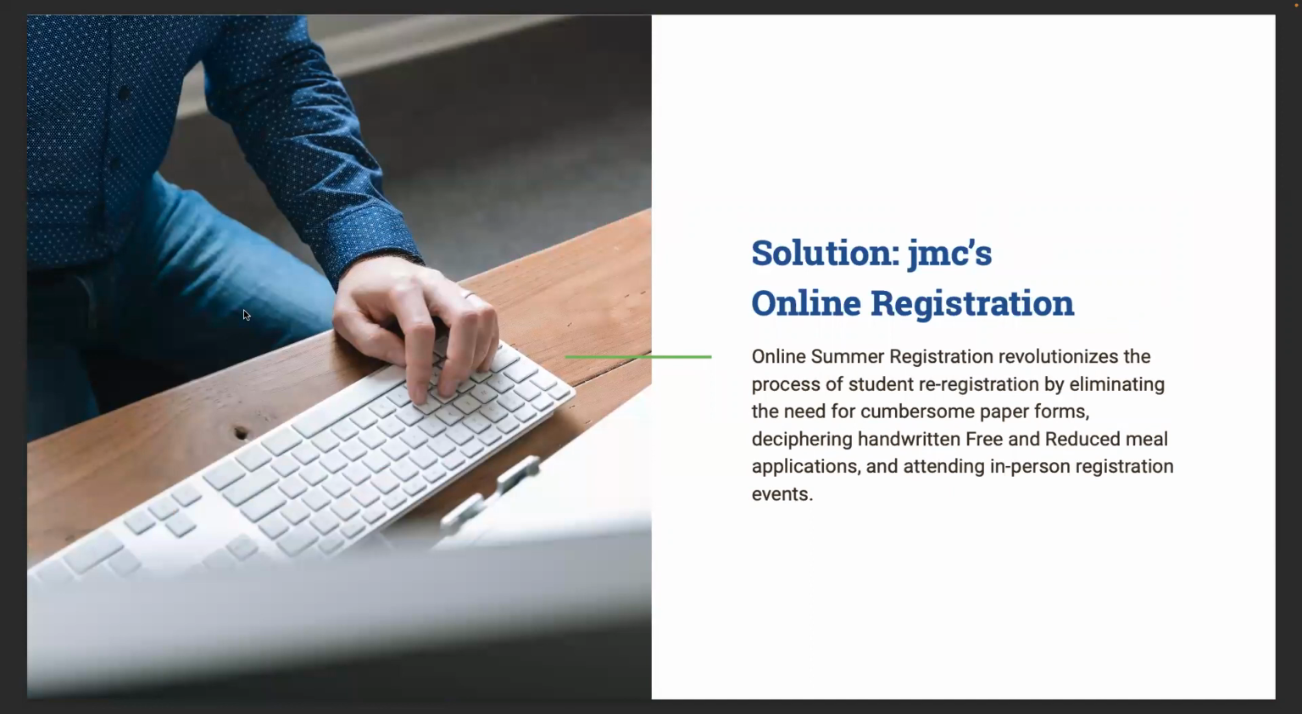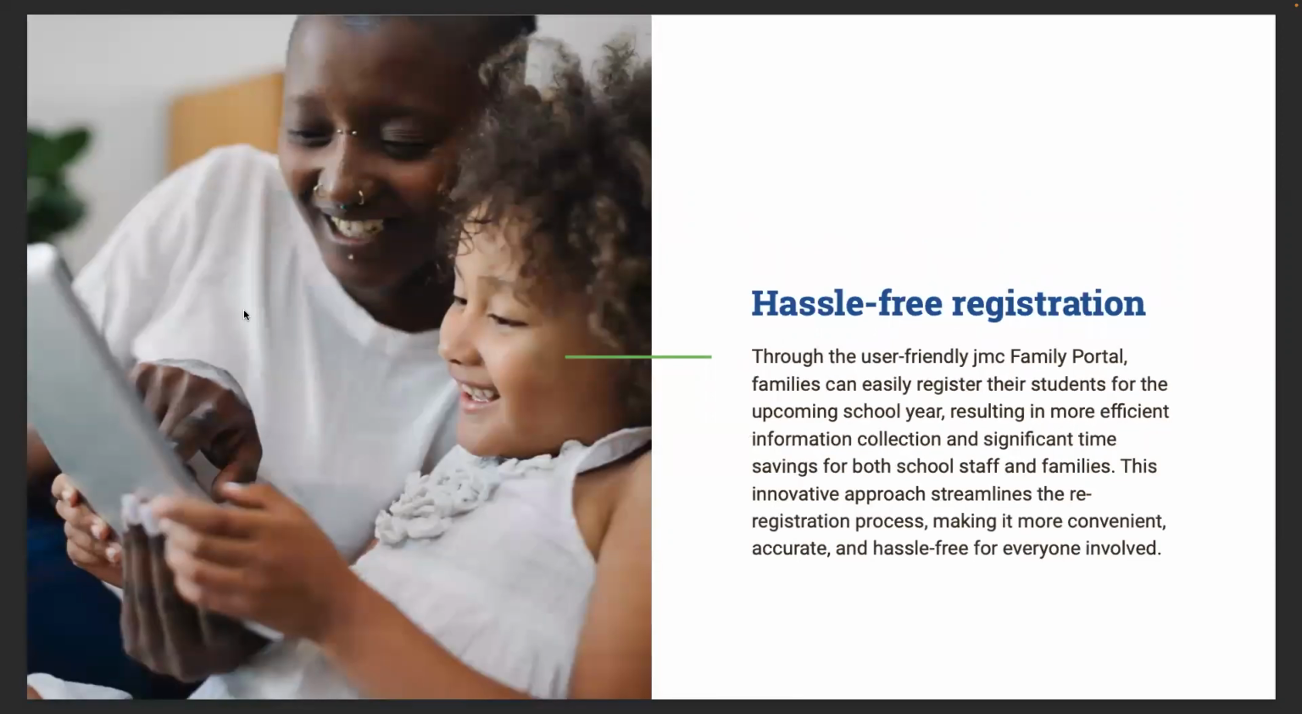So a solution is JMC's online registration. It revolutionizes the process of student re-registration by eliminating the need for cumbersome paper forms, deciphering handwritten free and reduced meal applications, and attending in-person registration events. All of those things are challenges for office staff. Through the user-friendly JMC Family Portal, families can easily register their students for the upcoming school year, resulting in more efficient information collection and significant time savings for both school staff and families. This innovative approach streamlines the re-registration process, making it more convenient, accurate, and hassle-free for everyone involved.